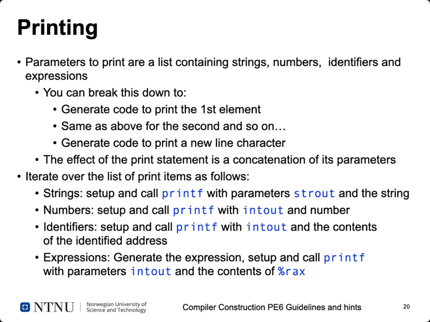So you can iterate over the list of print items. You can set up and call printf with string out as format string and the string when you encounter a string as a parameter. When you have a number, you would call printf with int out, our second special format string we've provided, and then the number as second parameter. For an identifier, we would also use int out, and then we would have to evaluate the contents of the address of the variable containing the identifier. And for expressions, we would generate the expression and then call printf with int out, and the second parameter would have to be copied from the result of the evaluation, so from RAX.